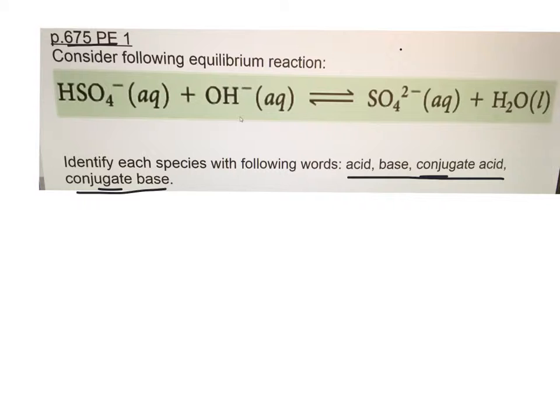So we first look at the first substance here, HSO4, aqueous. You do an observation here. It's either going to be an acid or a base. So you look here to the right, and you look at what happened on the right side. It looks like it lost the hydrogen.